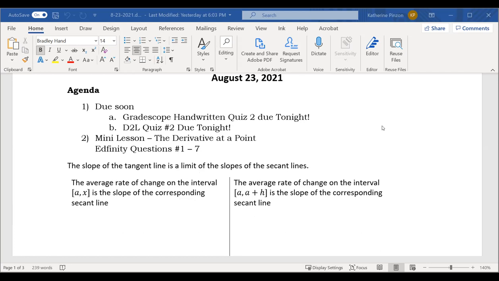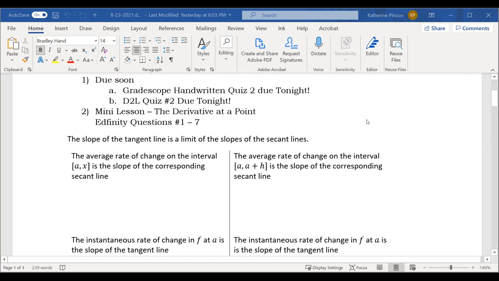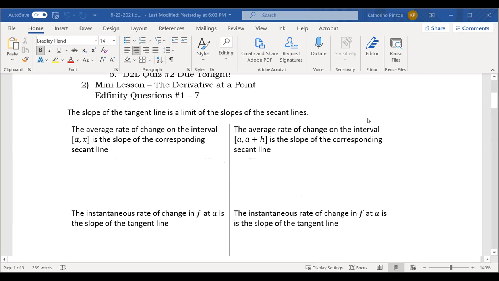What we did in the last 2 weeks is we talked about average rates of change. We used average rates of change over smaller and smaller intervals to estimate instantaneous rates of change, right? We used average velocities, got the interval smaller to get an instantaneous velocity. So what we're going to do now is talk about the definition of the derivative at a point, how fast something changes. The slope of the tangent line is a limit, that's why we spent 2 weeks on limits, of the slopes of the secant lines.